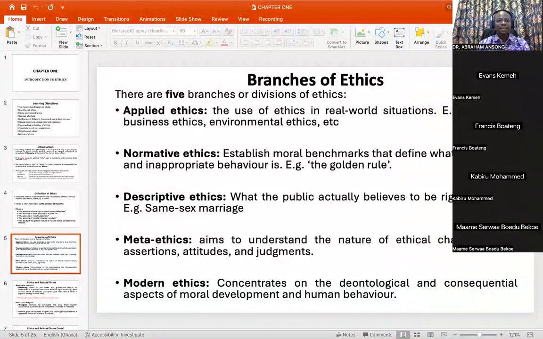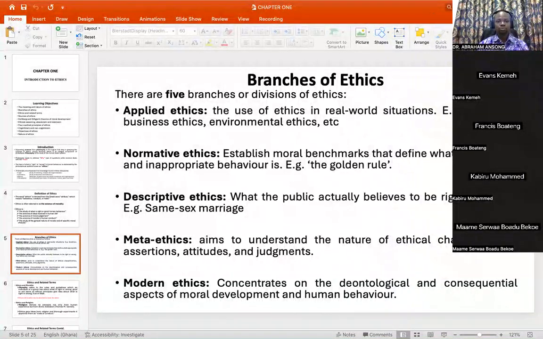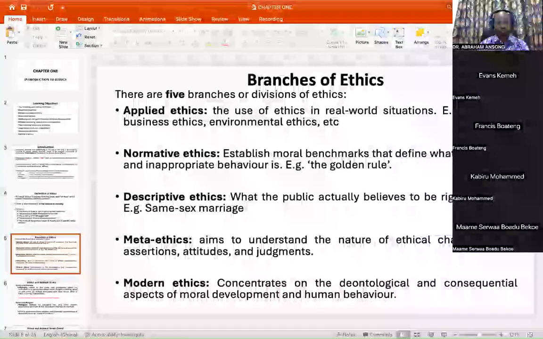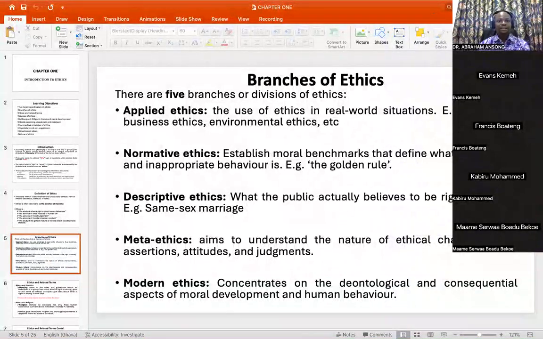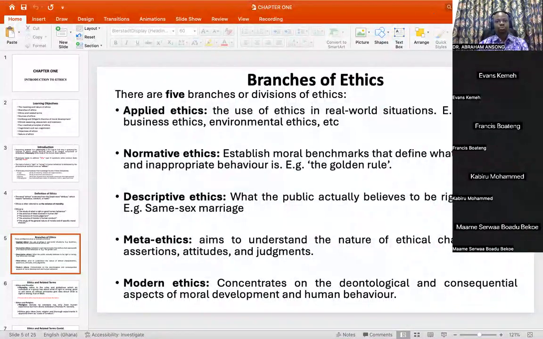Okay. Then we have normative ethics. Normative ethics establishes moral benchmarks that define what appropriate and inappropriate behavior is. All right. So it establishes the standard. The example here is the golden rule, which says do unto others what you want them to do unto you. Okay. So it guides everybody in terms of decision making. Obviously, if you don't want something to be done to you, the reasonable thing to do is not to do the same to other people. So it helps set standards as to how people should behave.